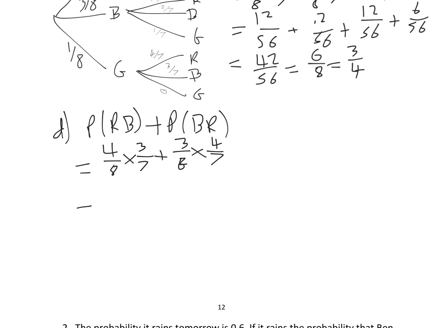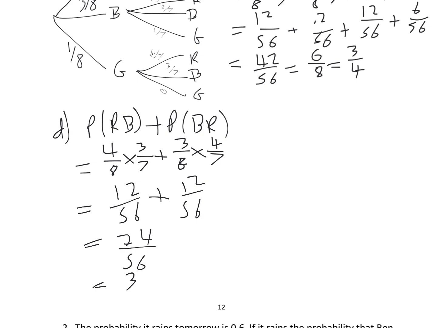Okay, and we've got those before actually. So 12 out of 56 and 12 out of 56, which is 24 out of 56. I divide that through by 8 and get 3/7.